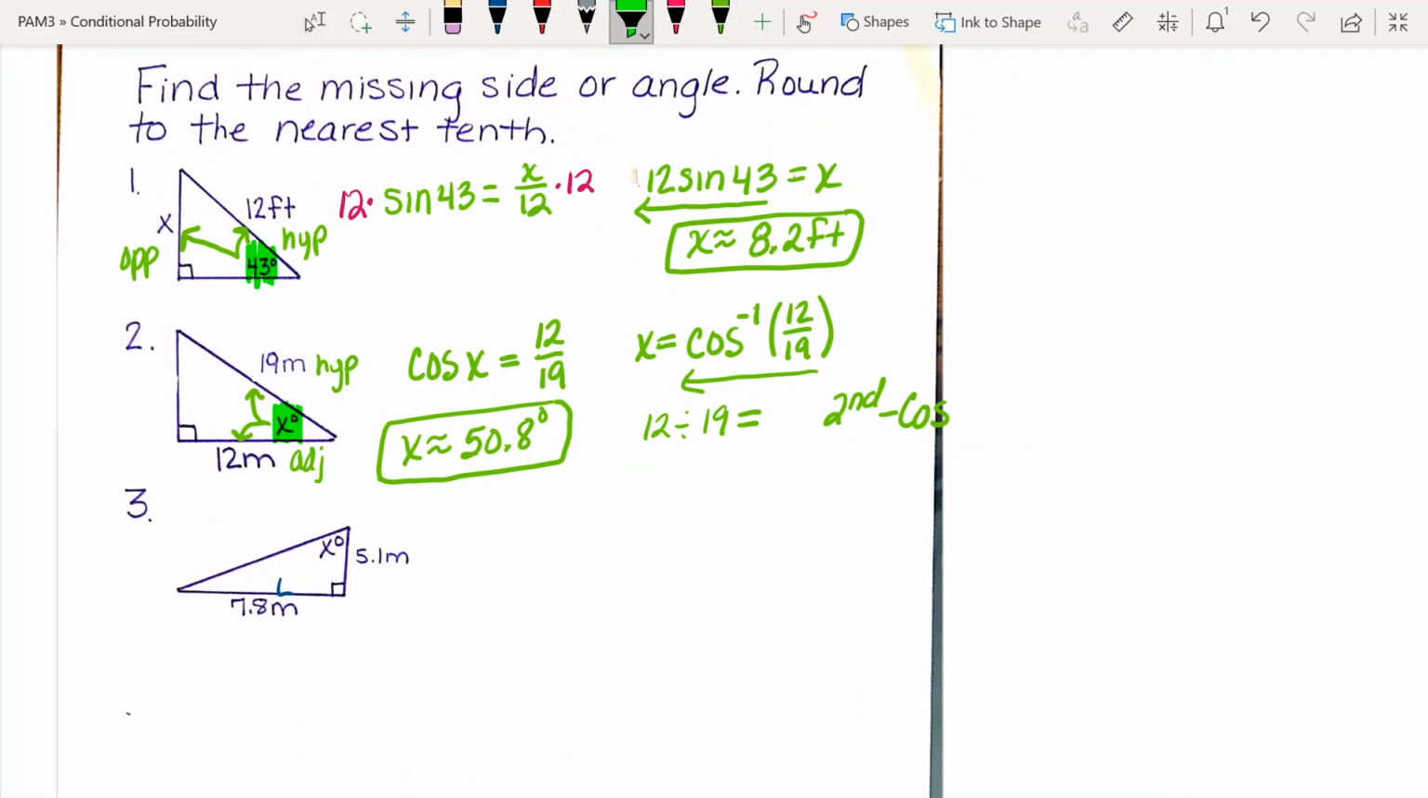Here's the angle measure that we're looking for, so let's figure out what sides we have. This one's straight across from the angle, so this is opposite. And this one's not the hypotenuse, so it's adjacent. The trig function that has opposite and adjacent is tangent. So the tangent of x is equal to opposite over adjacent, 7.8 over 5.1. To get x by itself, we're going to use inverse tangent on the other side. That's tangent raised to the negative 1.